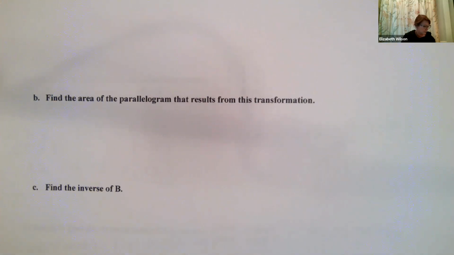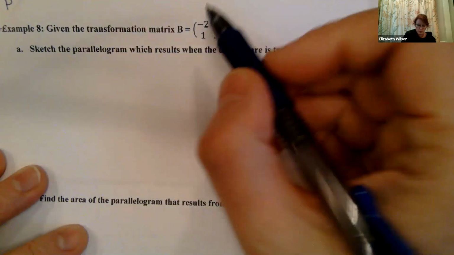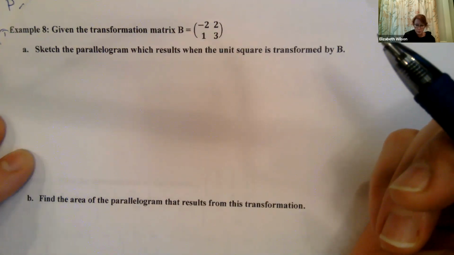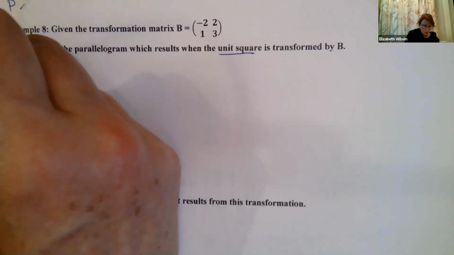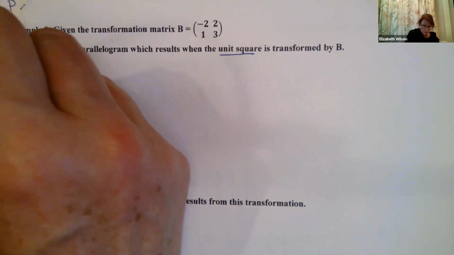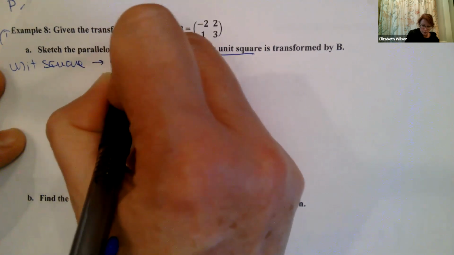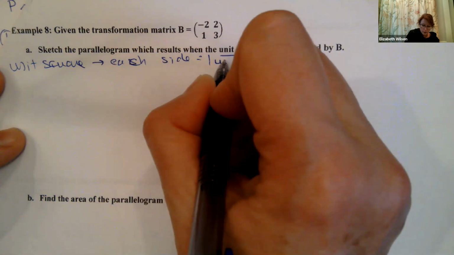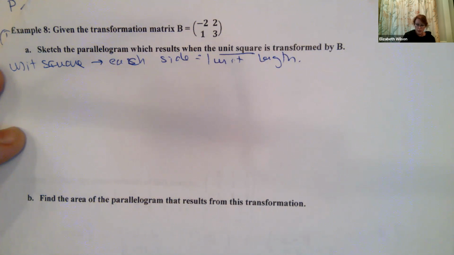Okay, so let's do this example here. We've got this transformation matrix B, B equals minus 2, 2, 1, 3. We want to sketch the parallelogram which results when the unit square is transformed by B. So let's first talk about the unit square. The unit square has each side 1 unit in length, and generally its corner is at the origin.